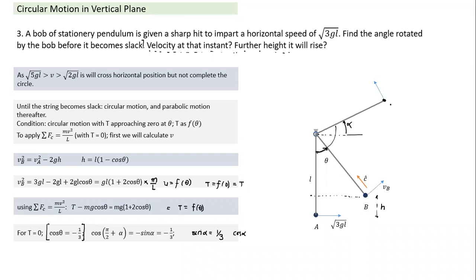So that's where it becomes 0. And can we calculate what will be the velocity? Can we calculate velocity at this angle here? Yes, we can calculate velocity. How would you find velocity at this point here, where it has become slack?